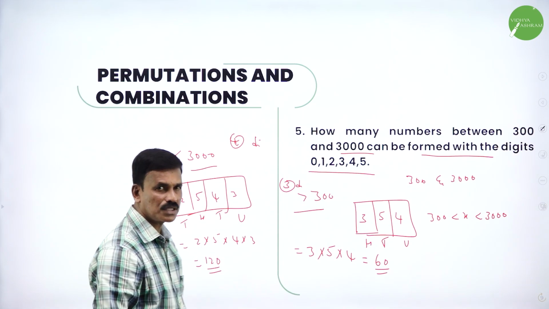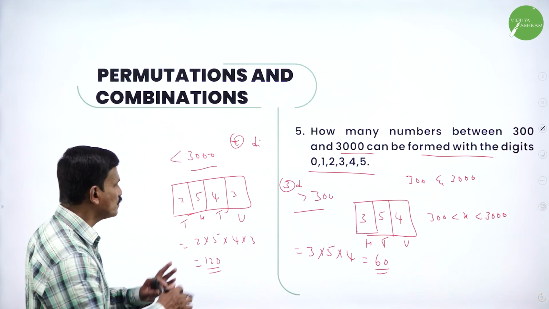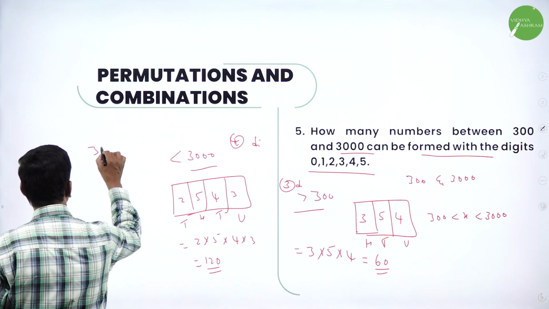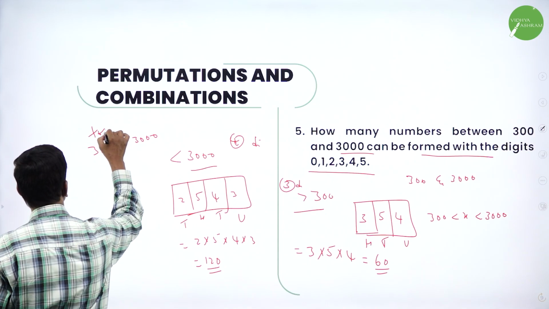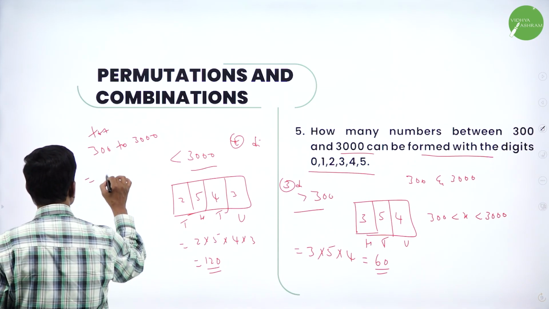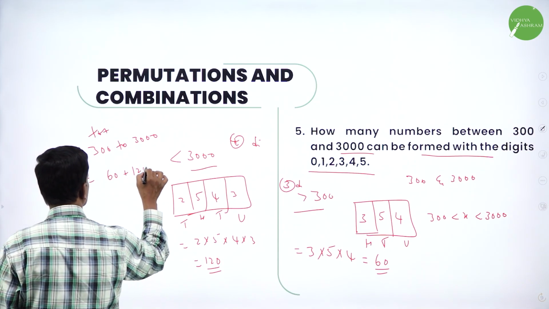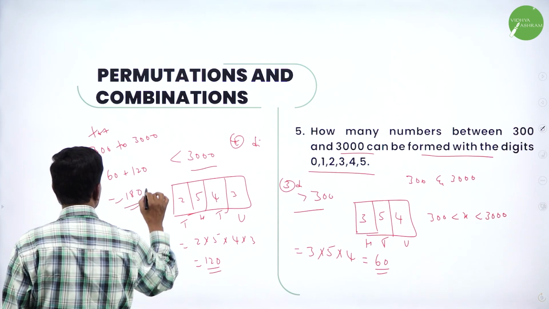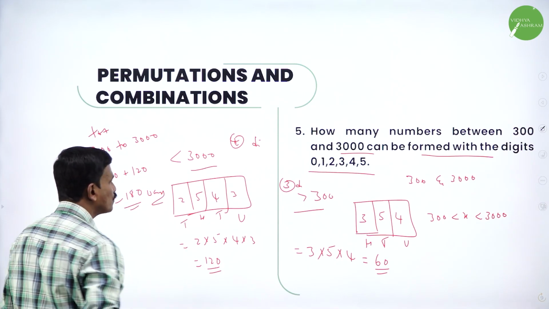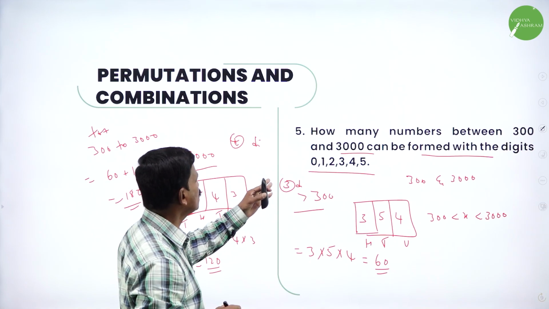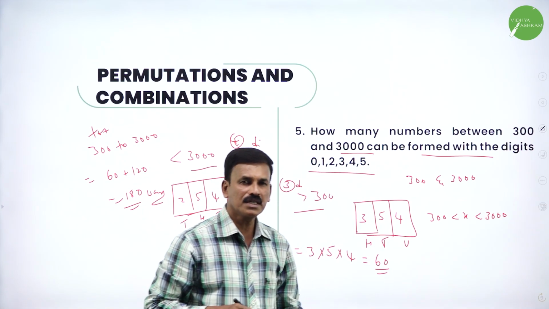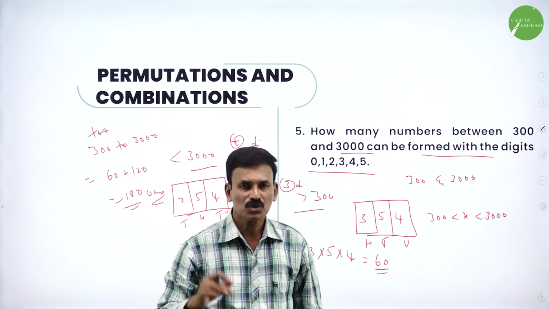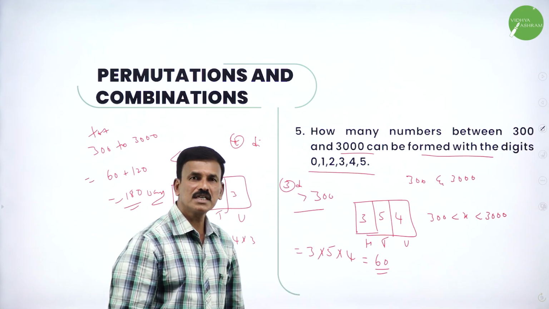That's equal to 120. So therefore the total numbers between 300 and 3000 is, first answer 60, second answer 120, totally it is 180 ways. So therefore 180 numbers we can form between 300 and 3000. Okay, hope you followed. Now move on to the next problem.